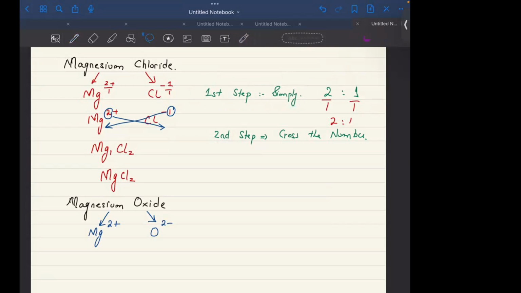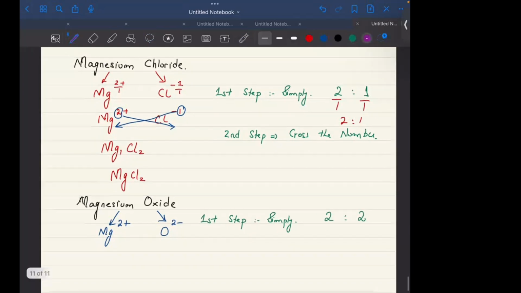By dividing with the largest common number. अब largest common number का क्या मतलब है? देखो, charges की जो values है ना, this time with magnesium it's 2 and with oxygen it is also 2. तो ऐसा कौन सा नंबर है जिसके टेबल में 2 और 2 दोनों आते हैं? 1 के टेबल में भी आता है और 2 के टेबल में भी आता है. But we have to choose the largest number.